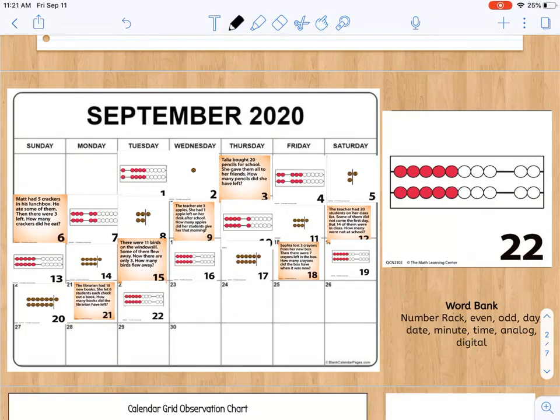You might notice that it is another number rack. So we've been going in a pattern. Number rack, pennies, story problem. Number rack, pennies, story problem. Since yesterday was a story problem, today is a number rack.